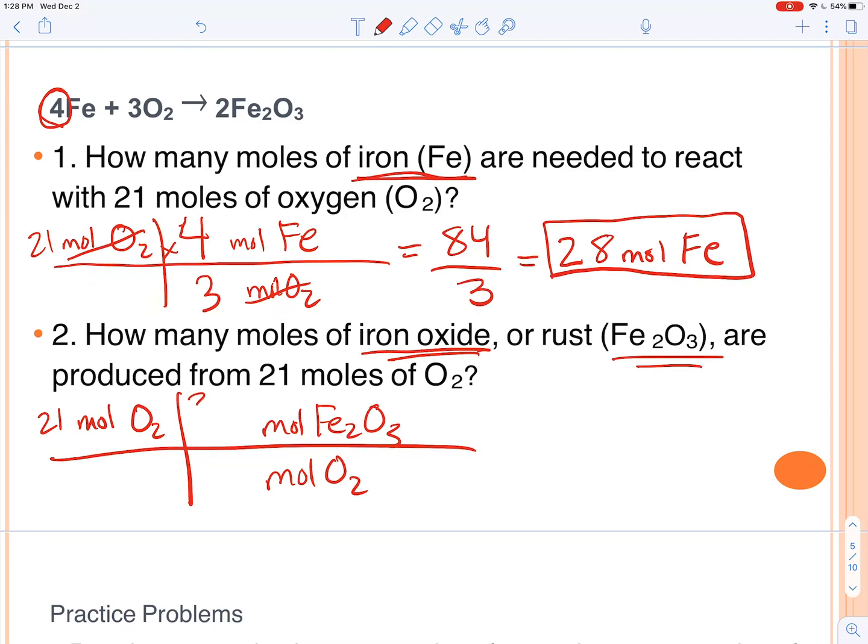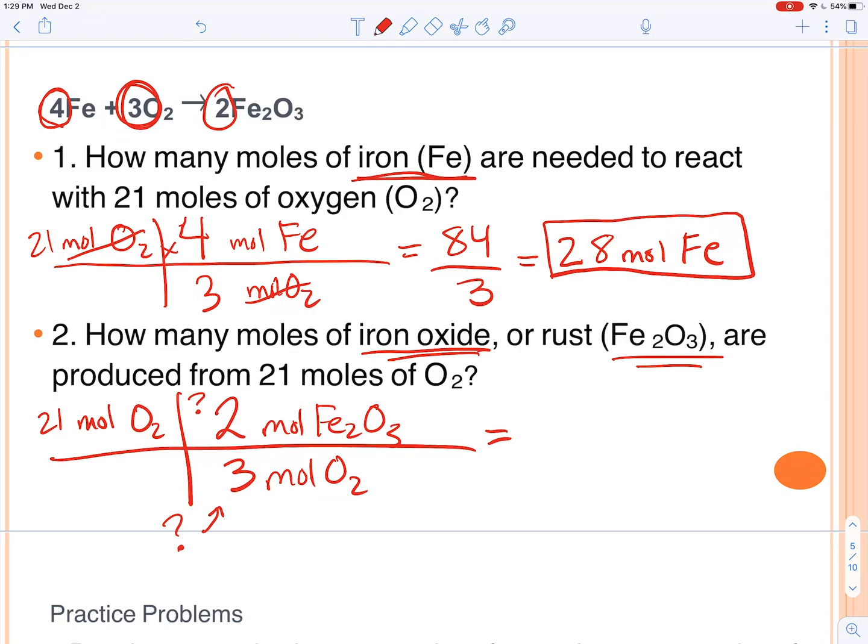So I'm going to ask you, what number do you think goes on top here? Look at the chemical equation on top. What do you think? Well, there's a 2 in front of this iron oxide, so we're going to put a 2 there. What number goes on the bottom here? What do you think? Well, again, we're looking at the coefficients here. There's a 3 in front of that oxygen, so we'll put a 3 there.